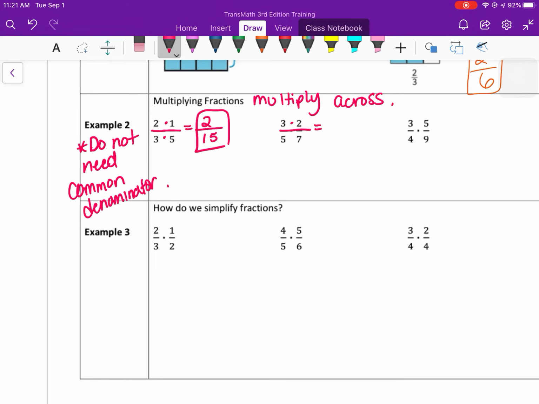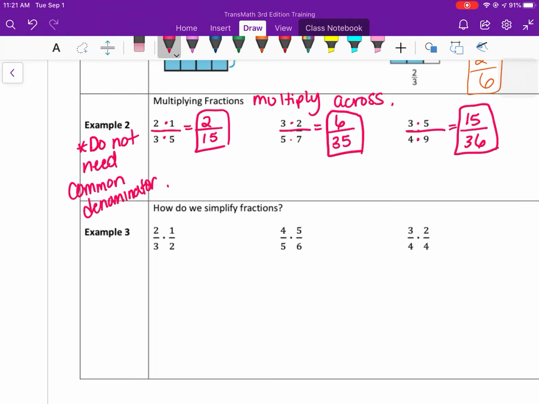So multiply across the top. 3 times 2 is 6. 5 times 7 is 35. So multiplying fractions, no big problem. Top times top, 15 over bottom times bottom. 9 times 4 is 36.